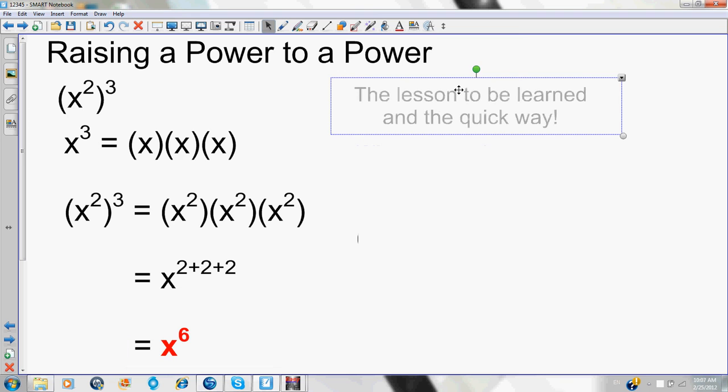Okay? There's a lesson to be learned, and there's a quick way to do it. How do we go from this 2 and this 3 to this 6? Because you can't add a 2 and a 3 and get 6. But what can you do? You can multiply 2 times 3 and get 6. Remember, multiplication is just a fast way of doing repeated addition. See, this is 2 plus 2 plus 2. How many 2's are there? 3. So we just go 3 times 2 and we get 6.